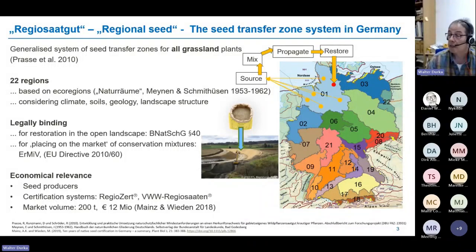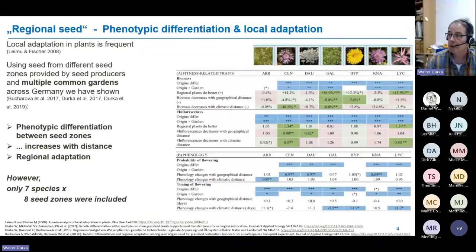As you likely know, there are seed producers in Germany, at least 2 large ones. They have their certification systems, and there is a growing market. So the system actually works in Germany quite well. So what's the problem? First, already more than 10 years ago, we were interested in the question: there is the system, is it actually doing what it should?